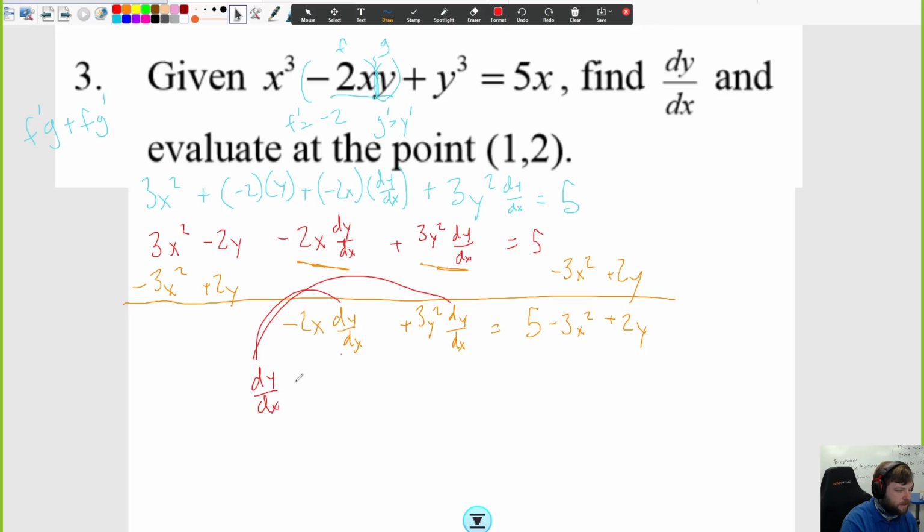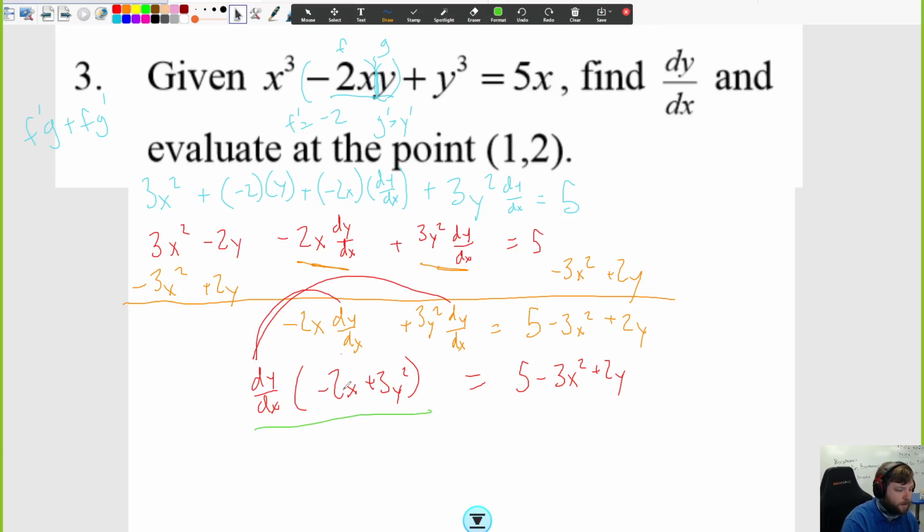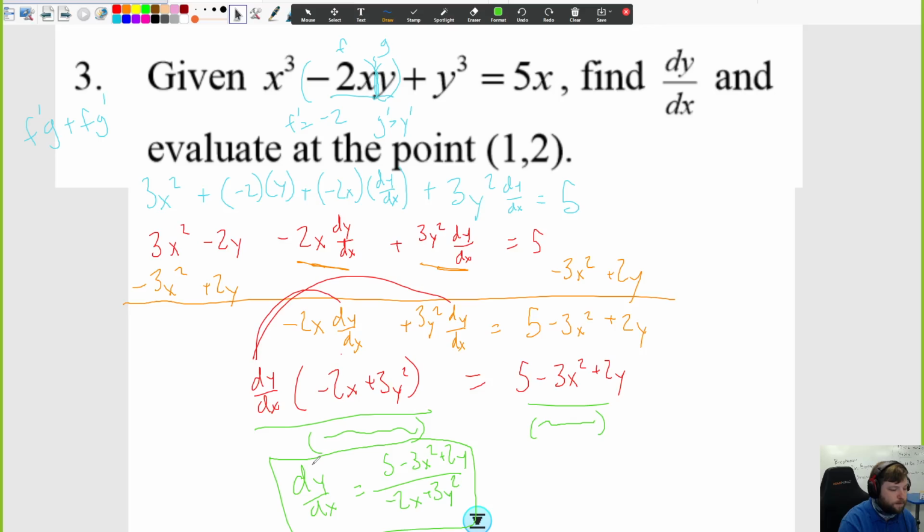So dy/dx times negative 2x plus 3y squared is equal to 5 minus 3x squared plus 2y. I would usually just go ditto. And then the last step, you have to divide by this thing. I just do this. I don't want to write it again. dy/dx is equal to 5 minus 3x squared plus 2y, over negative 2x plus 3y squared. That's so gross. Can you simplify it? Nah.